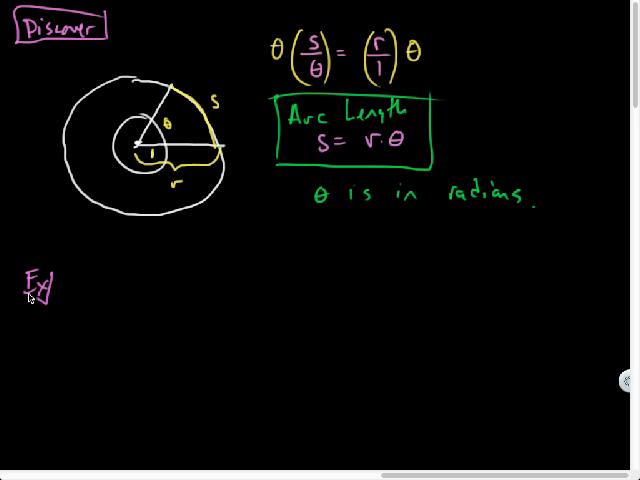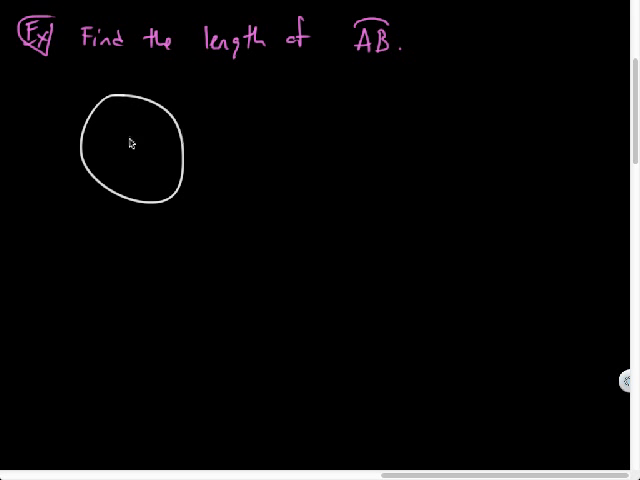So let's do an example. Find the length of arc AB, and if I label AB with this little arc over it, it's referring to the length along the curve AB, not the straight line distance for the segment AB. All right. So let's see. Let's draw our circle. Let's say A is here, B is here.